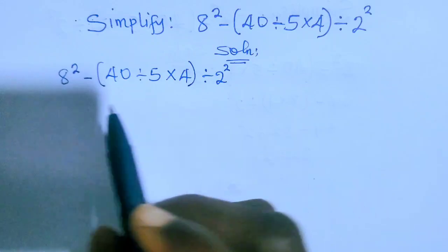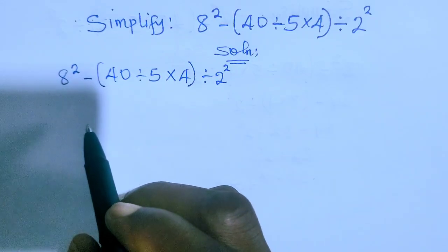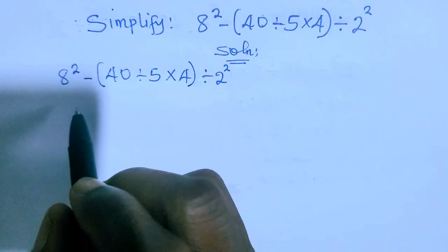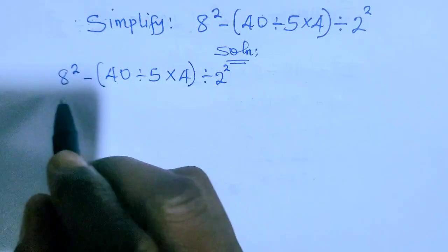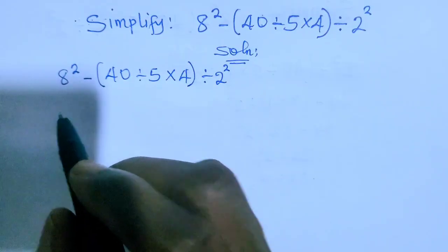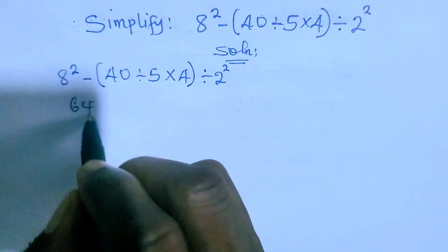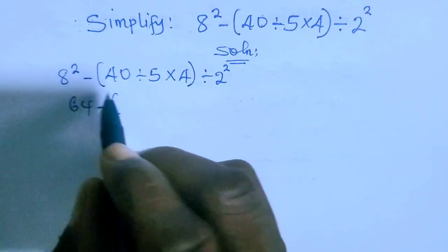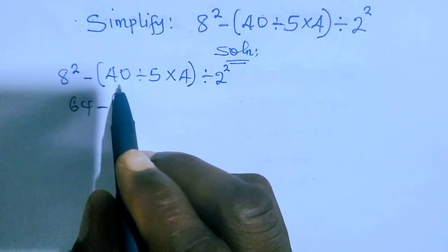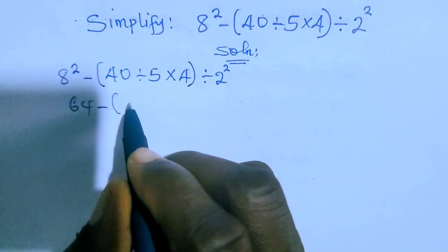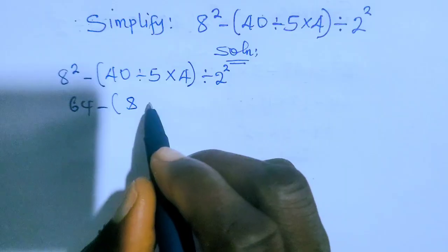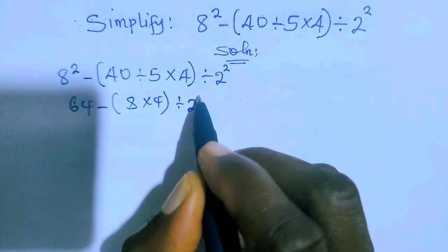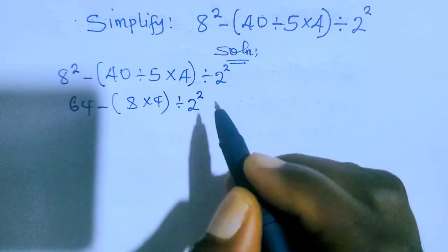Now, some students will first of all start this in this way: 8 to the power of 2, that is 64. Then in the parentheses we have 40 divided by 5, that will give 8 multiply by 4 divided by 2 to the power of 2.